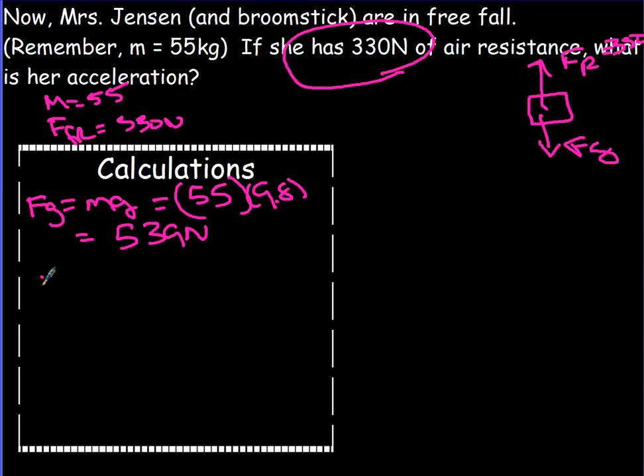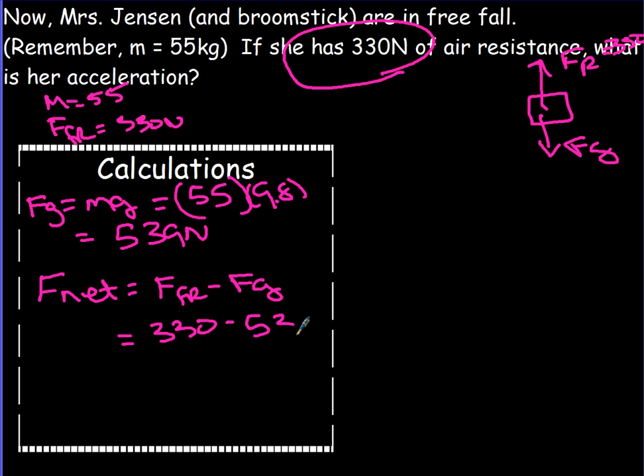Now let's look at F net. Let me find F net first. F net, I'm going to go to my box and look at my arrows, my free body diagrams. I have friction going up, and I'm going to subtract from that Fg. Now, friction is 330 newtons, and I'm going to subtract 539 newtons. So I get a net force of minus 209 newtons. Now all that minus sign means is it's going down.